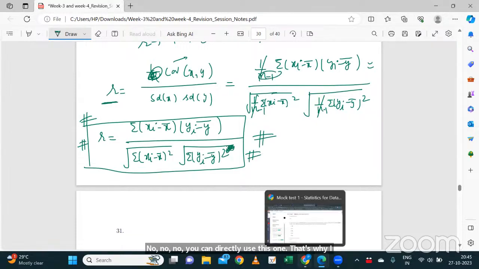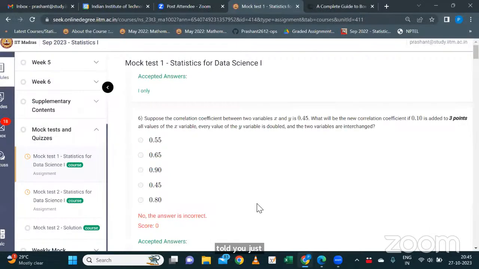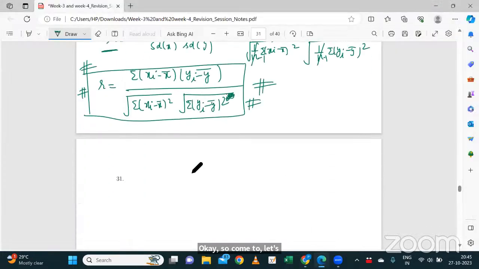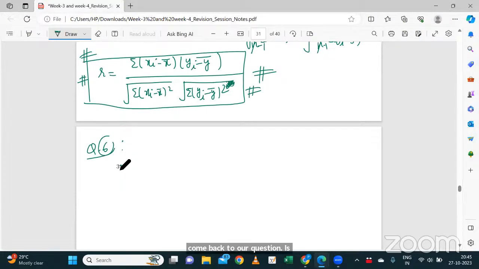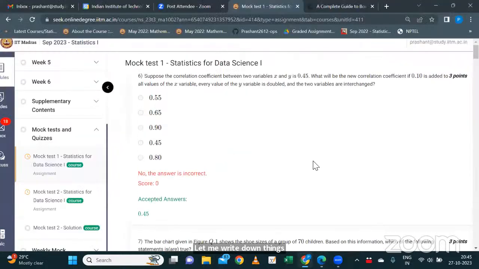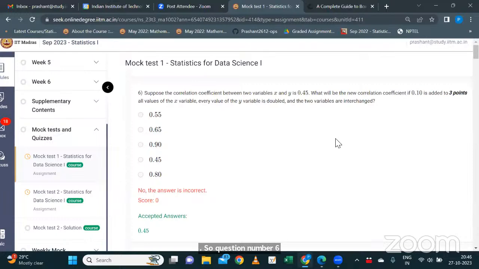So let's come back to our question. It says suppose the correlation coefficient between two variables x and y is 0.45. Let me write down the things. Question number 6 says the correlation coefficient between x and y is 0.45. Then what will be the new correlation coefficient if 0.10 is added to all the values of the x variable, every value of y is doubled, and the two variables are interchanged?